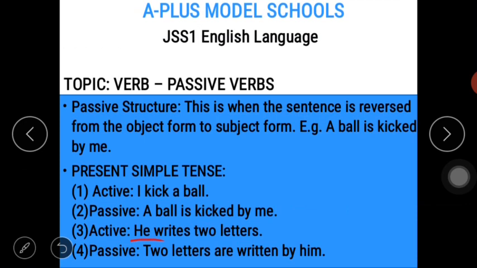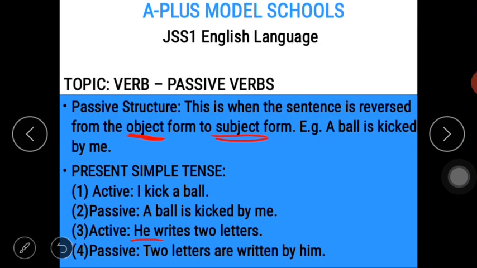Are you getting it? So now, if you look at the definition of the passive structure, it is when a sentence is being reversed from what? From the object. From what? Reversed from the object form to the subject form. You get it now?